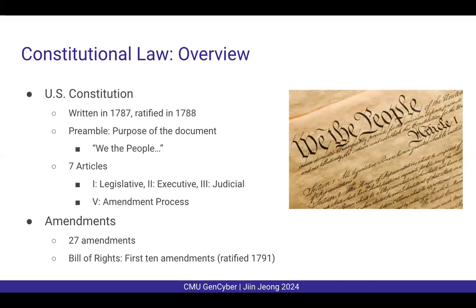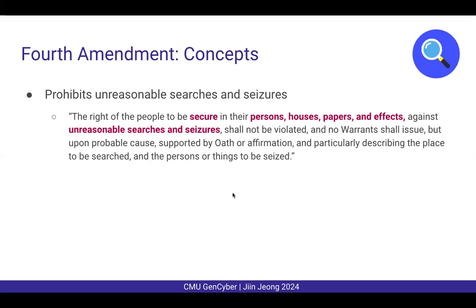And the 5th one talks about the amendment process. And why this is so important is that there are amendments, official amendments introduced to the US Constitution. At the moment, there are 27 amendments, and the first 10 amendments are called the Bill of Rights, and these were ratified in 1791.